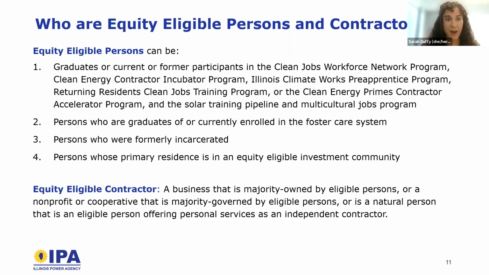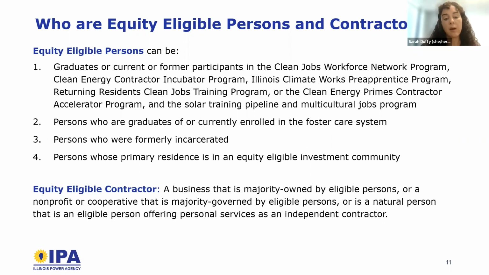First, there are 3 other categories of ways that people can qualify as equity eligible persons. So we want to encourage everyone to really make use of all of the different paths to qualification. And second, all of the FEJA funded training programs are also eligible as a basis for certifying someone as an equity eligible person. And then finally, an equity eligible contractor is simply a business or organization that is majority owned by eligible persons or majority governed by eligible persons.